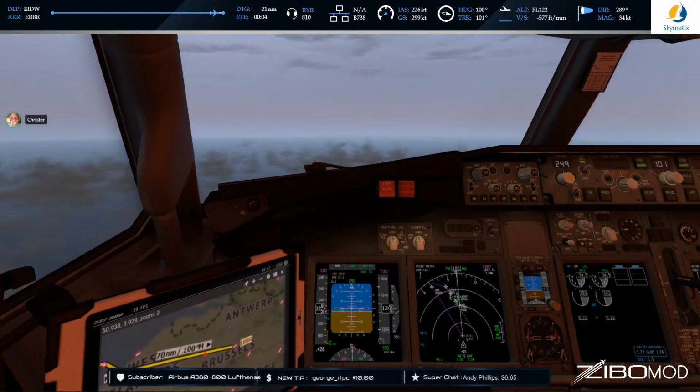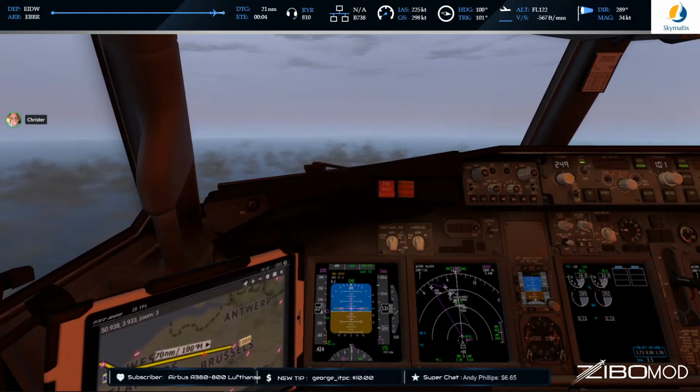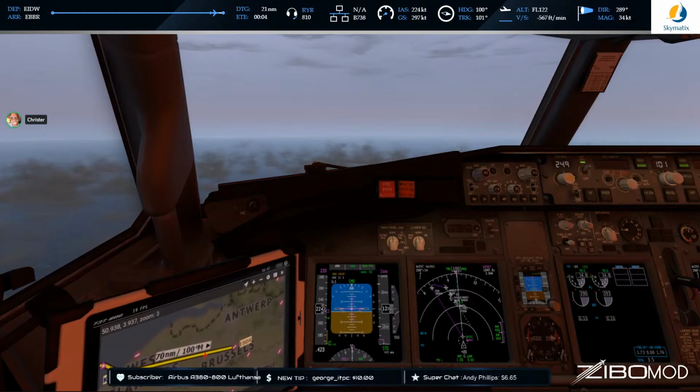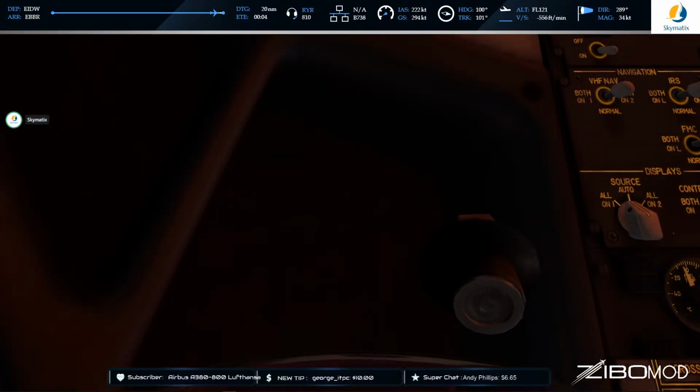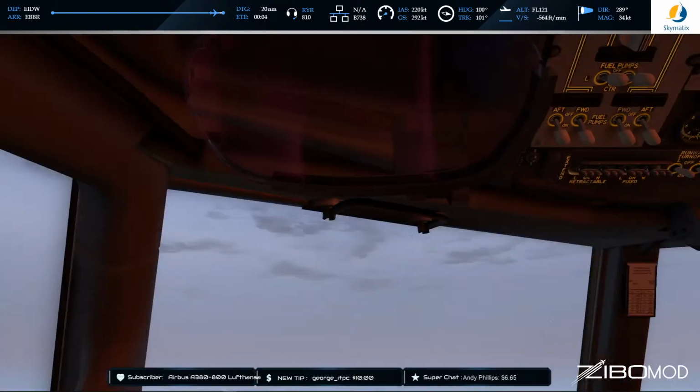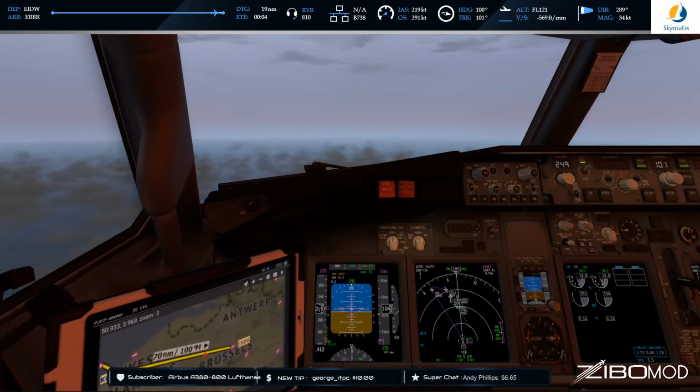The second I go outside my aircraft, my frame rate goes up by at least 20. No, mine's about the same. When I look straight up there, I get 10 extra immediately. Yeah.